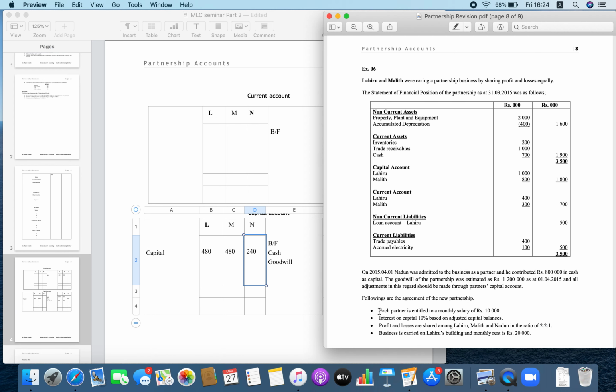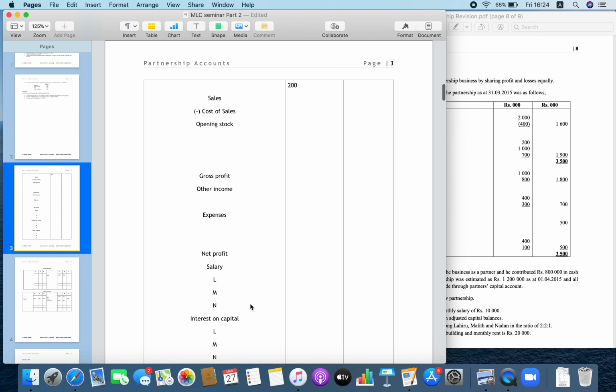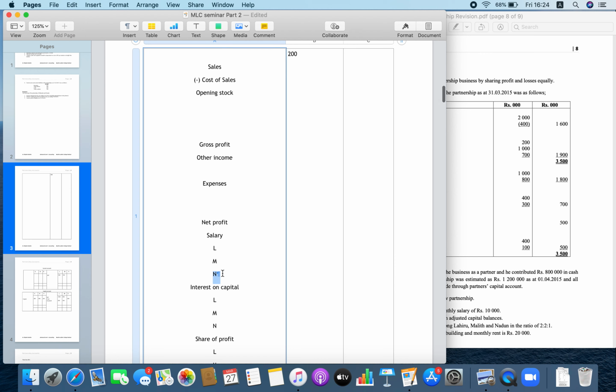Right, next one, each partner is entitled to a monthly salary of 10,000. Now guys, remember salary it's monthly, so you have to convert that into per annum. Whenever you get salary according to the agreement, you do the normal double entry. First go to the appropriation account. So salary over here, it's 10,000 per person and into 12. Over here also that's 10,000 per person into 12. Over here also 10,000 per person and that into 12. So guys, please mark your values over here.